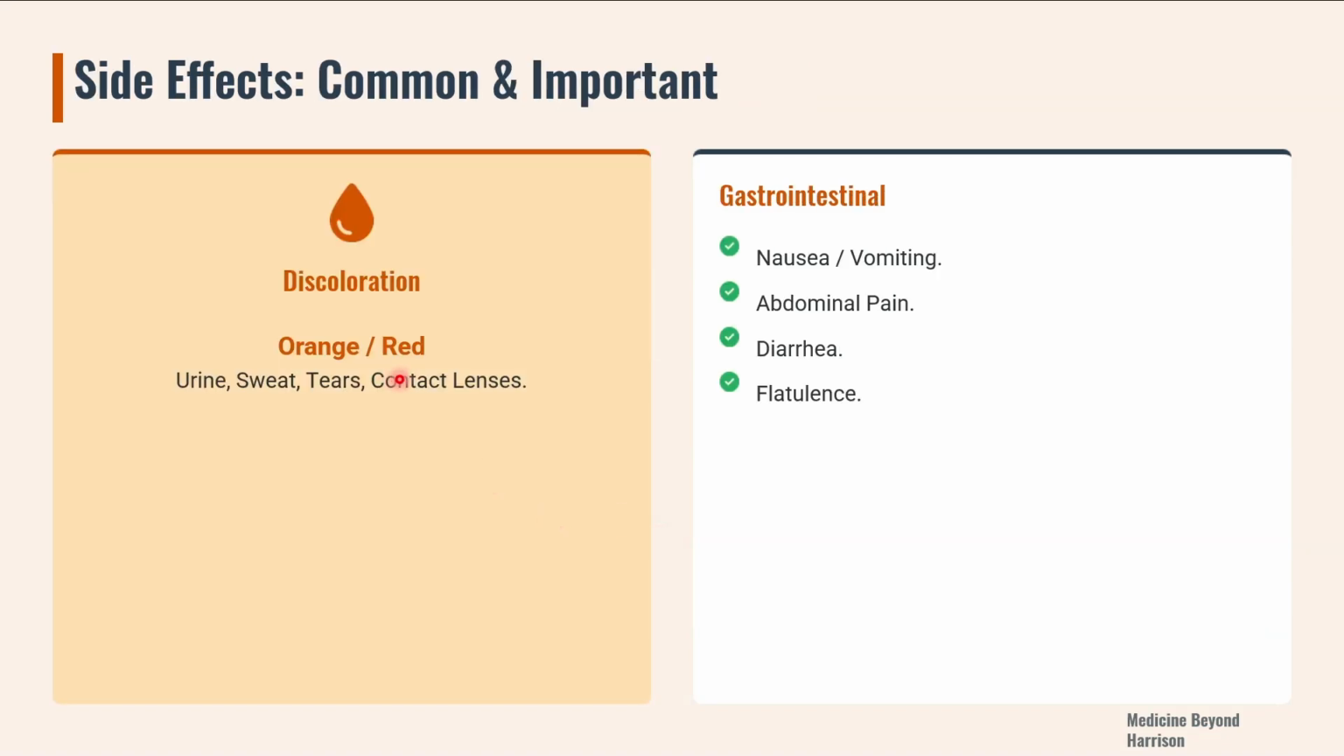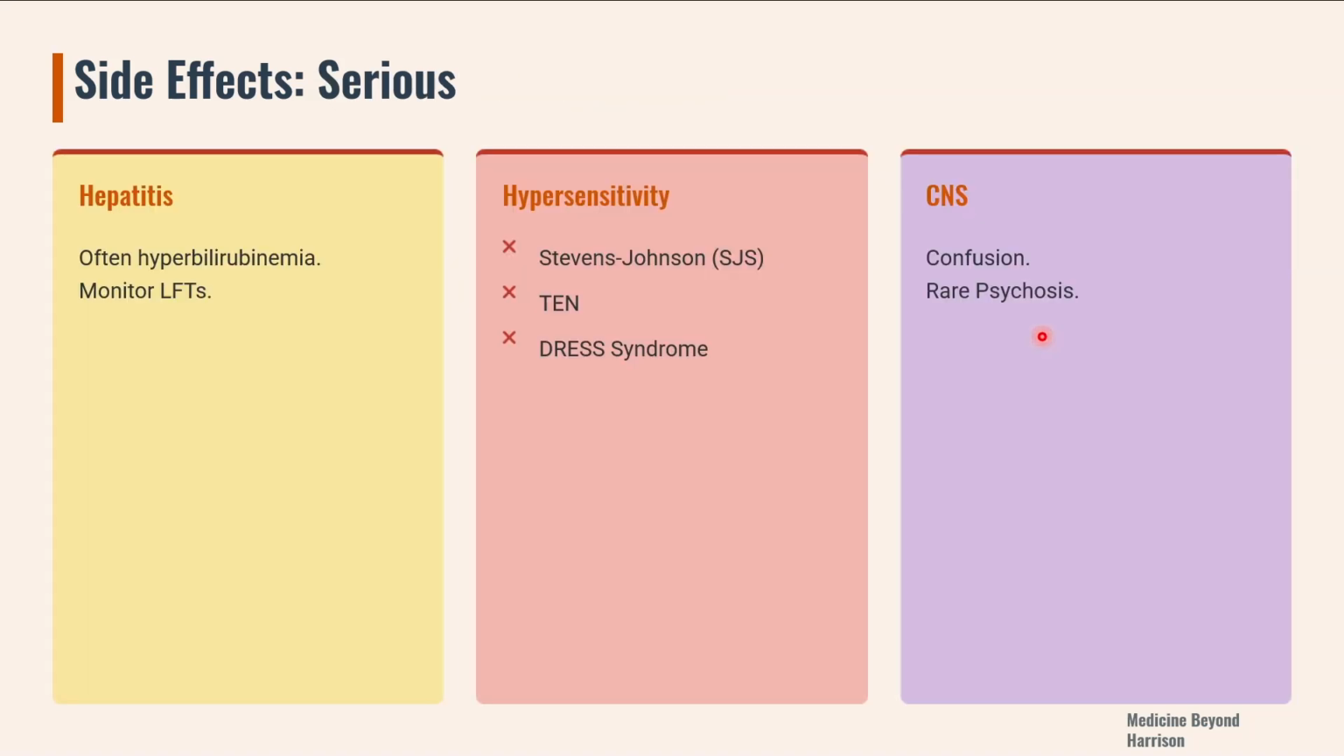Side effects are common, such as urine discolored to orange or red. Whether it be urine, sweat, tears, or even contact lenses, they can be stained an orangish color. There will also be nausea, vomiting, abdominal pain, diarrhea, and flatulence. These are also very common side effects. Serious side effects are hepatotoxicity, hepatitis, and often hyperbilirubinemia. Monitor LFTs often: first in 3 days, next after 1 week, then later every second or third week.